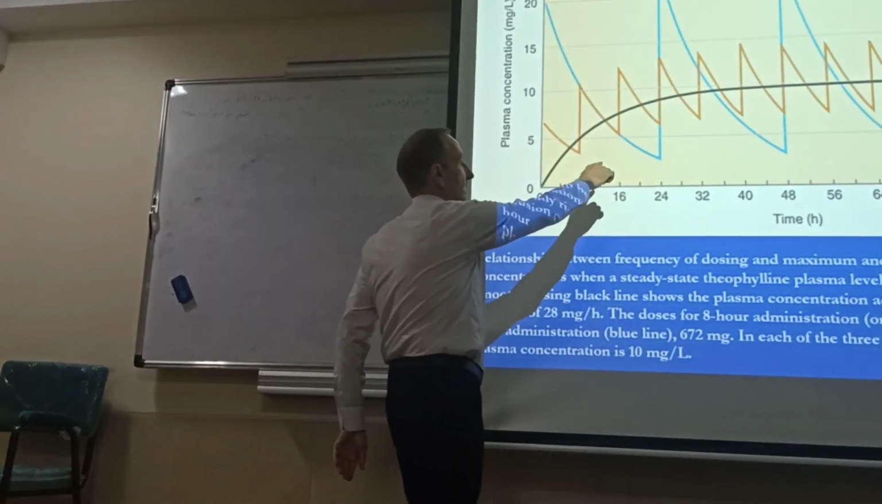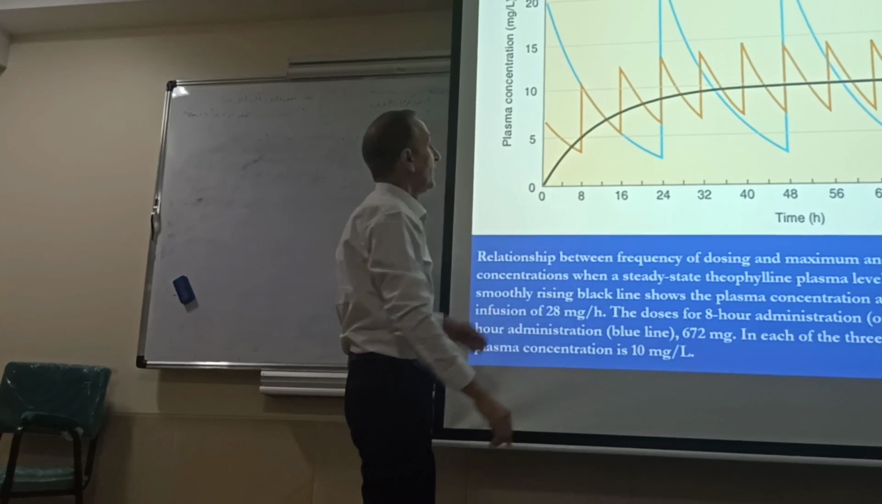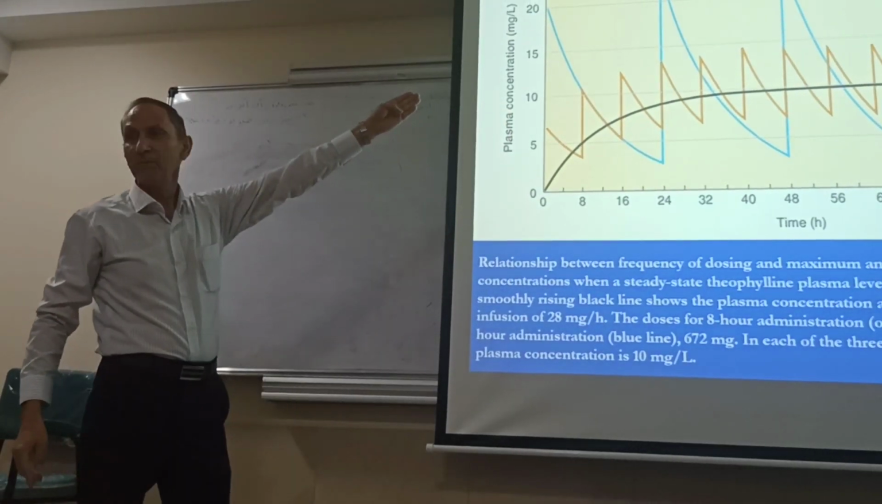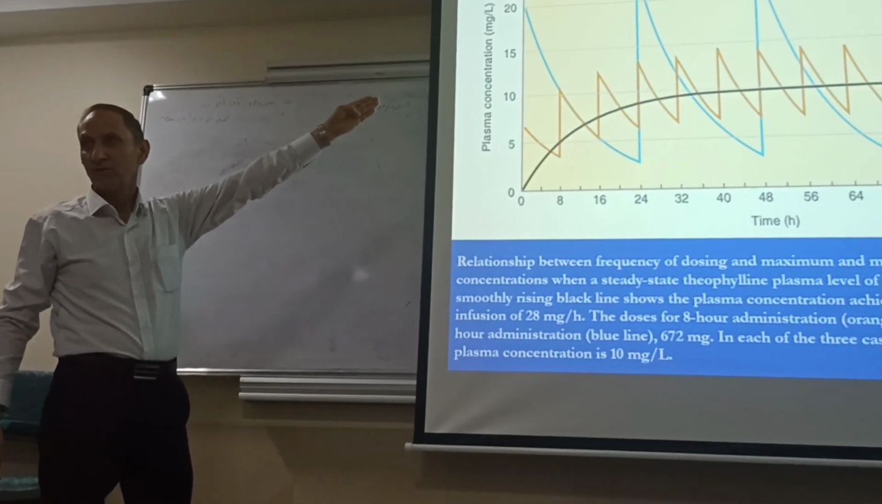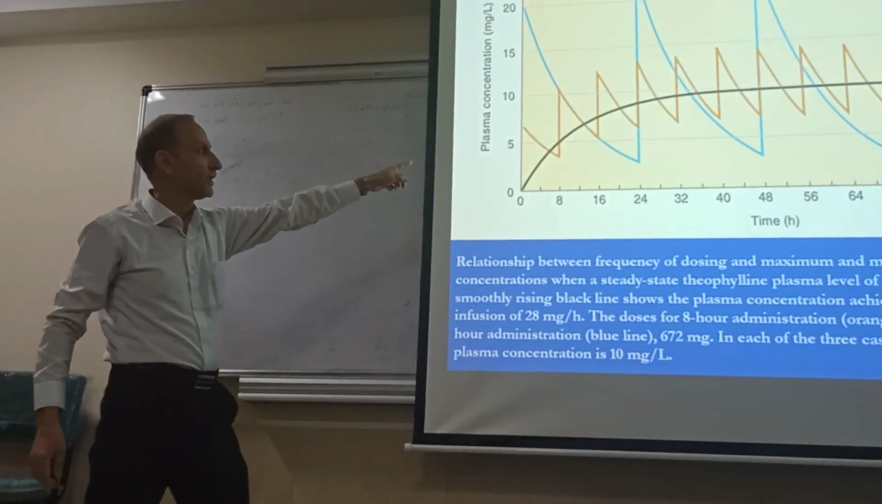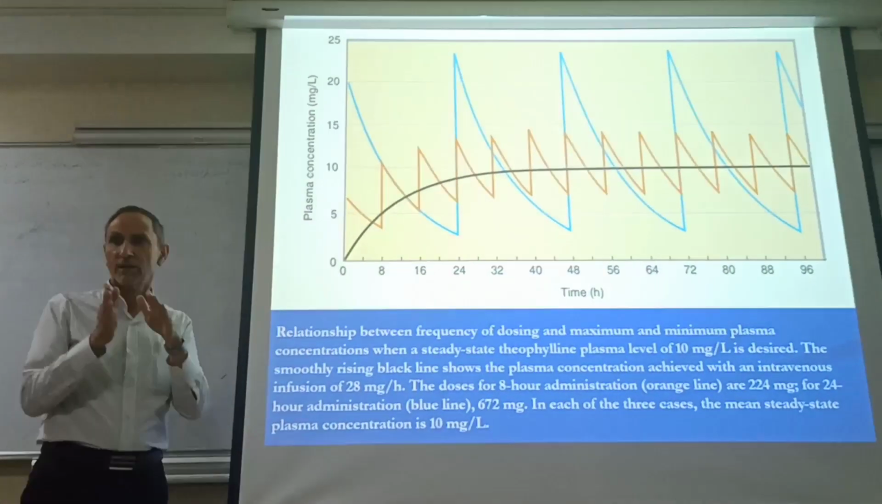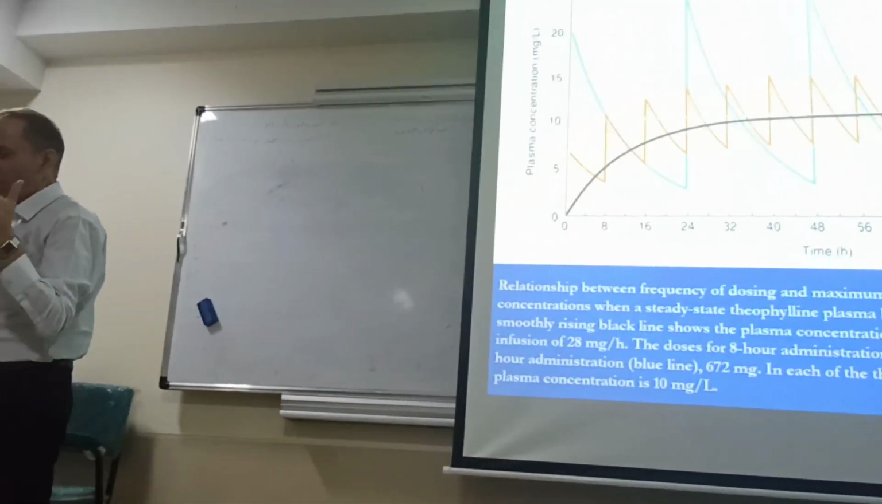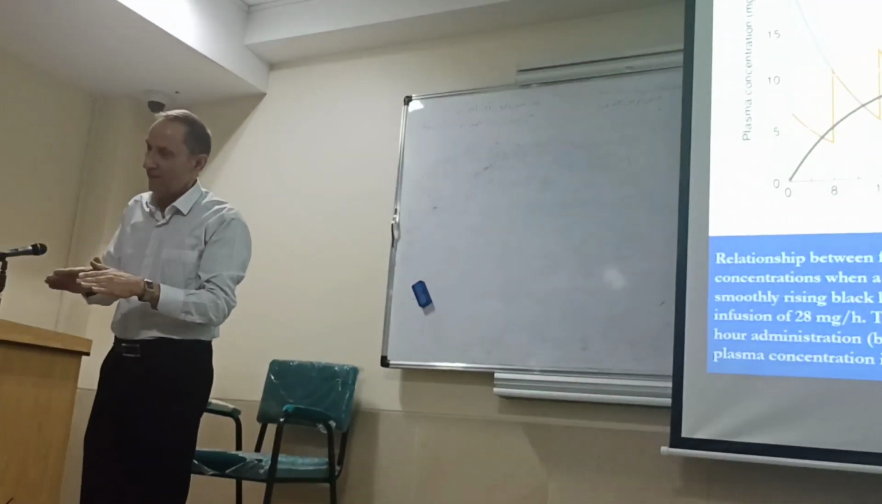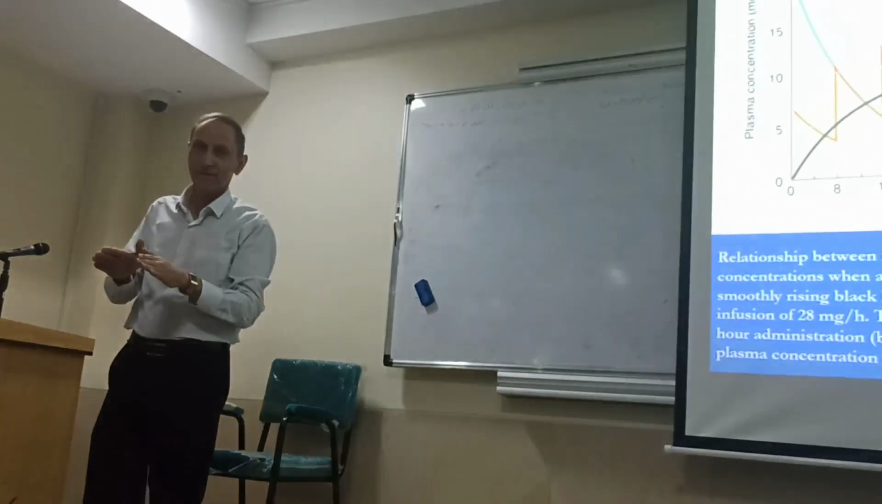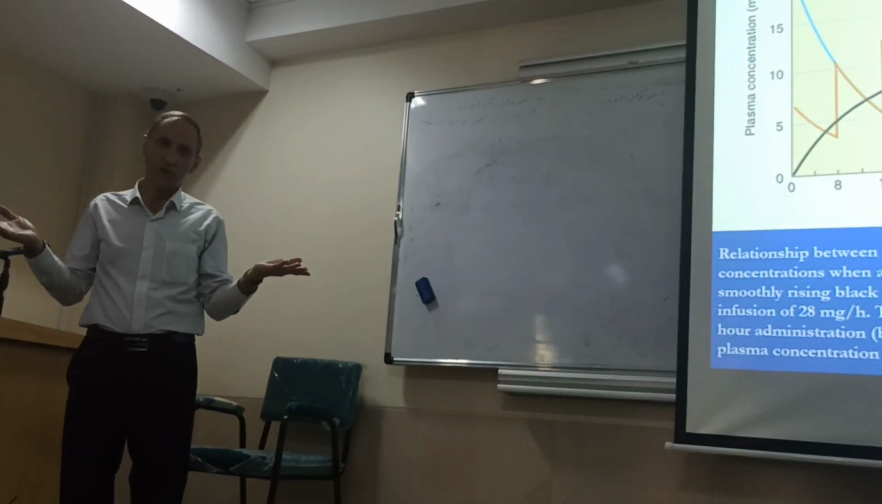So in this case, at some times we have toxic concentration. When we have blue lines, you see that sometimes the concentration is more than 15. And this is toxic.